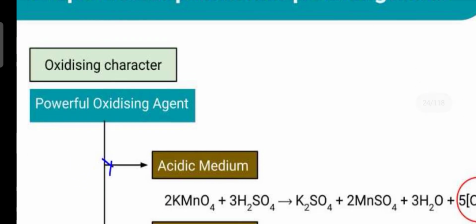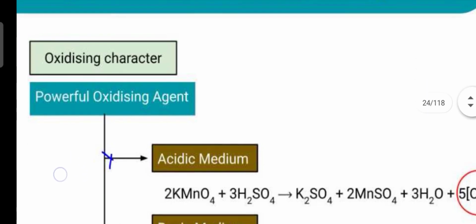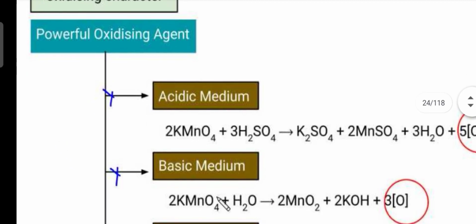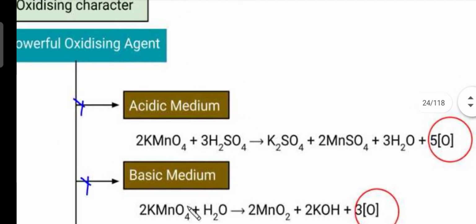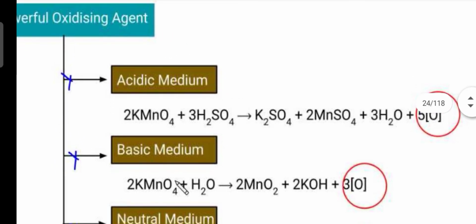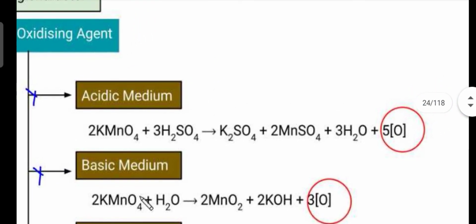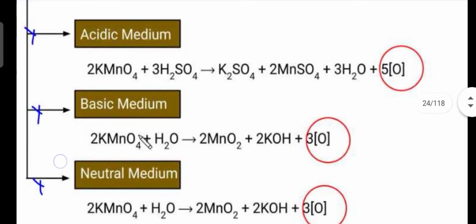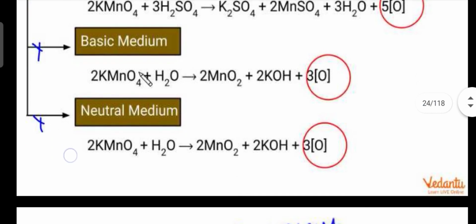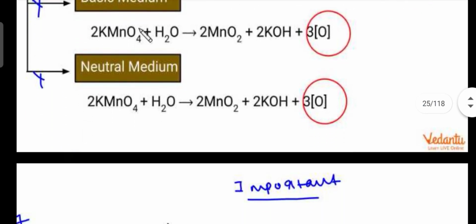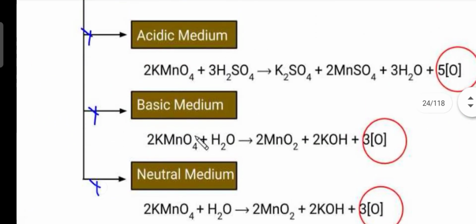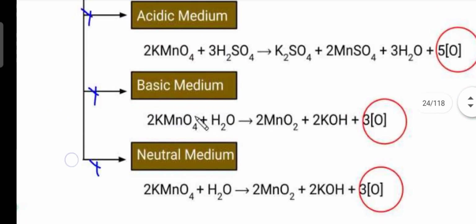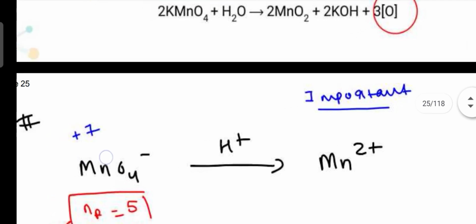Now oxidizing character: it is a powerful oxidizing agent. Acidic medium: 2KMnO4 plus 3H2SO4 will give K2SO4 plus 2MnSO4 plus 3H2O plus 5O. Then basic medium and neutral medium reactions also exist, but I don't think these are the ones to remember.